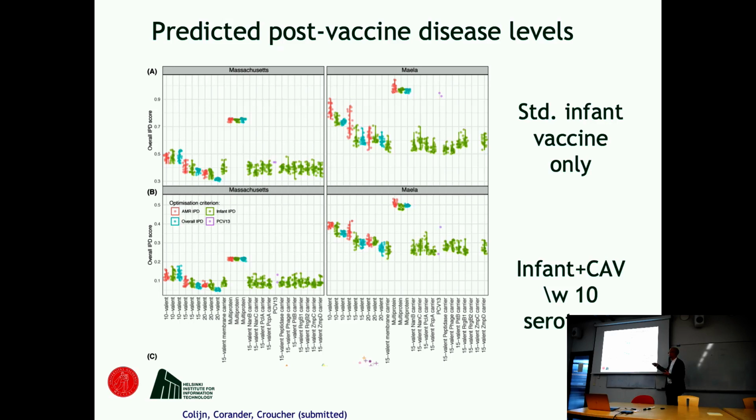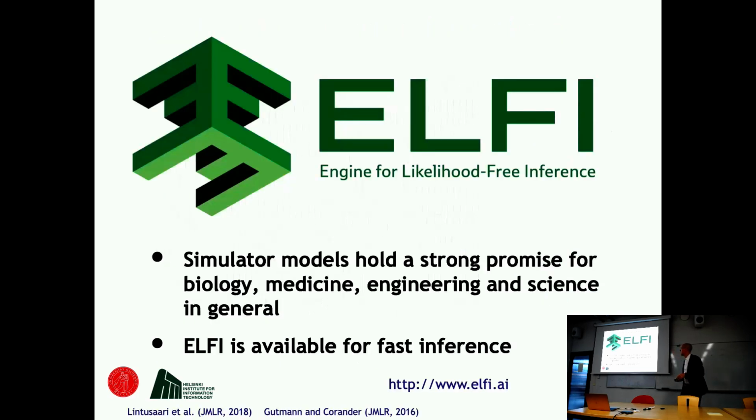And this is the Massachusetts population, where we see that the current vaccine, because it was developed in particular with the US data in mind, is already quite close to optimality. But much more work is still needed.